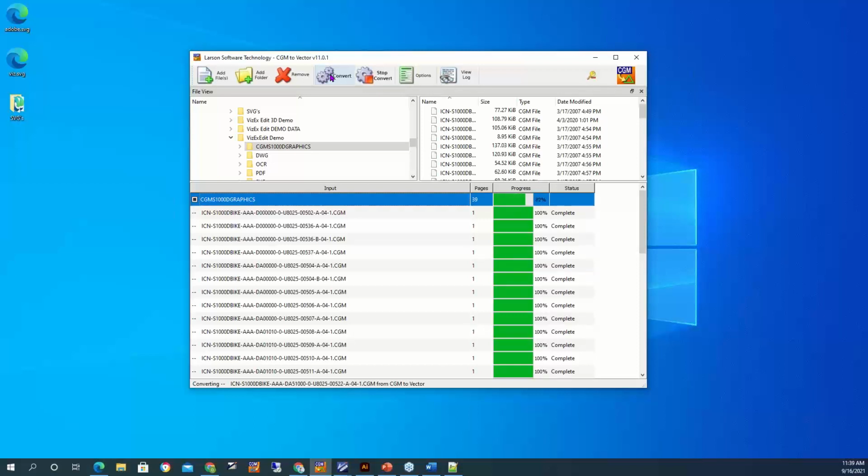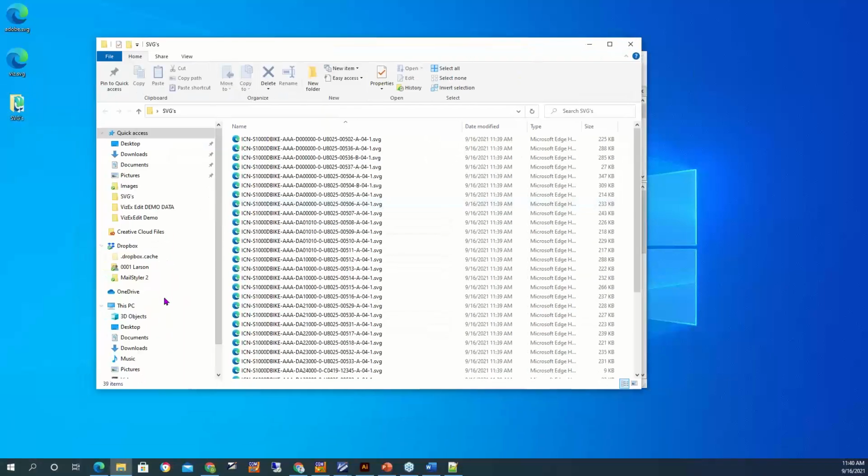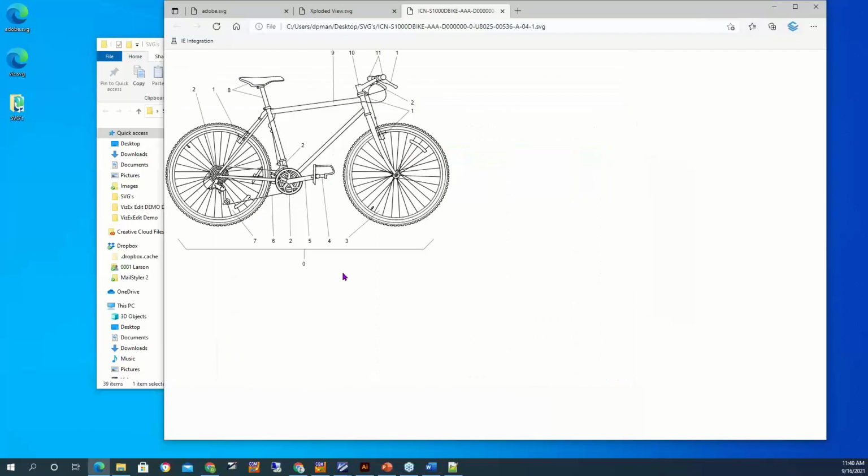It shouldn't take too long. 39 files. So let's double click on our folder. So here's all our files it's converted. I actually know one of these files has got hotspots on it. It's one of the bikes, so I should be able to open that up. I can double click and open it here. So it's obviously the bike, and I think one of them has got a tooltip, yeah. So rear brake pad. So those are all the S1000D CGMs that we've converted to SVG in batch mode.